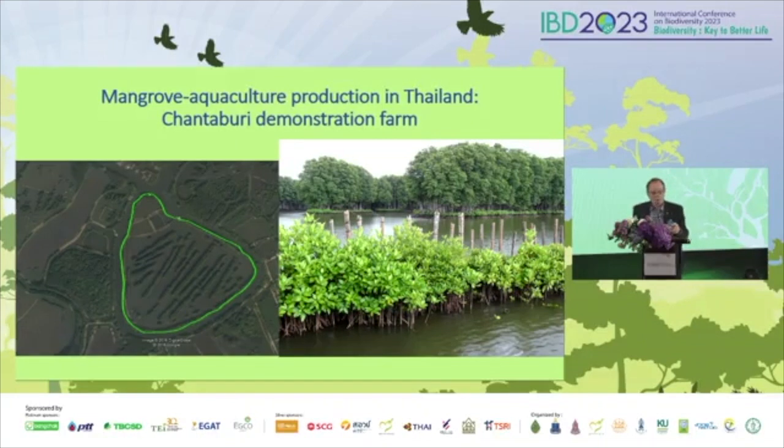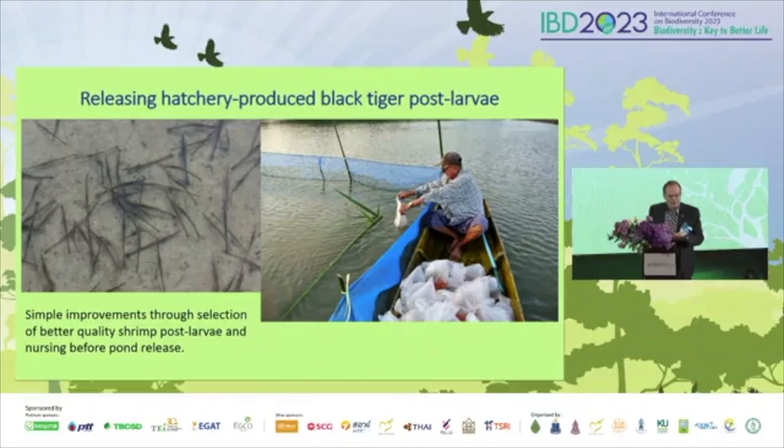The project also looked at farms in Thailand. This is in Chanthaburi, very similar with mangrove and an integrated system. The farmers were less interested in selling organic shrimp internationally, but they were very interested to try to improve the way they produced shrimp. So we helped them with simple improvements like choosing better quality post-larvae, rearing the post-larvae for a few days in a holding net before they were released to try to make them stronger and more resistant to predation.